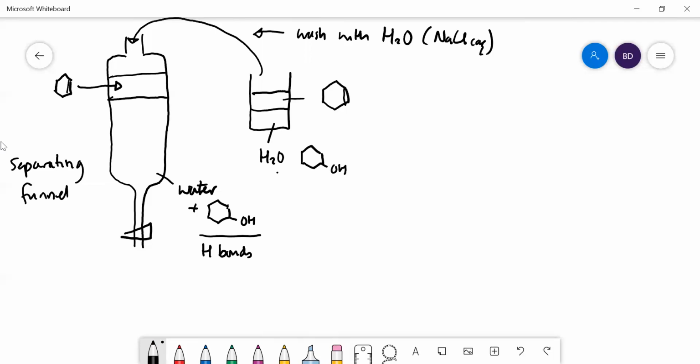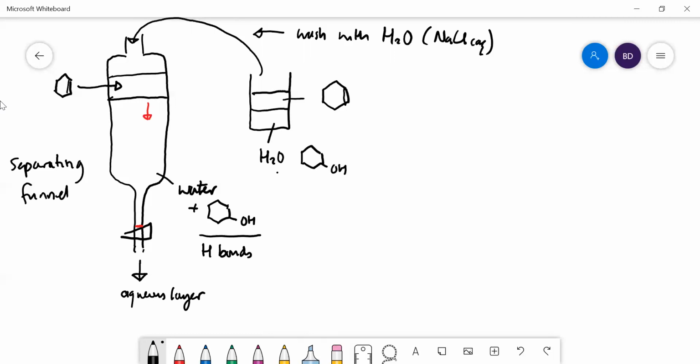So you can probably guess what you're going to do next: you open this tap, and all the bottom layer comes down. Eventually your meniscus is going to be down by the tap, and you throw away all of the aqueous layer down the sink. But what you normally do is collect it in a beaker before you throw it down the sink, in case you don't close the tap in time and the cyclohexene comes out. If you do that, it doesn't matter, because you just put it back in the top and do it again. Okay.